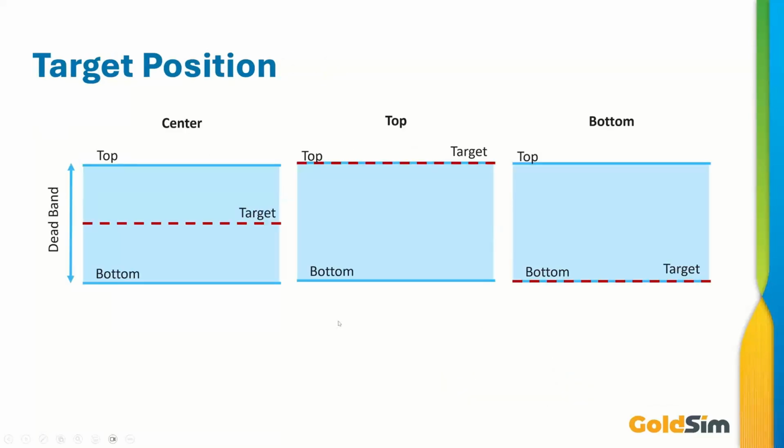GoldSim provides 3 different positions of the target relative to the deadband. And so you can define it in these ways. It can help you in situations where your target is at a bound of a reservoir. So maybe at the bottom of the reservoir, oftentimes you have a reservoir or pond whose sole purpose is to provide empty capacity in case there's a sudden inflow. And so your target might be at the bottom where you're just trying to keep it empty all the time so that it's always ready, that kind of thing.